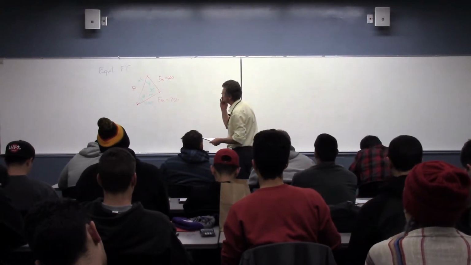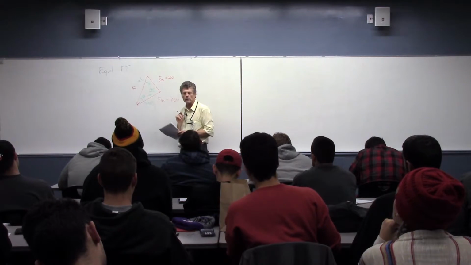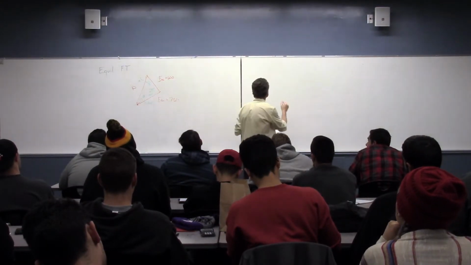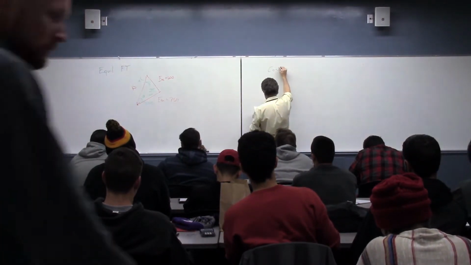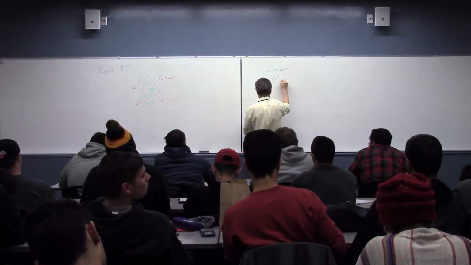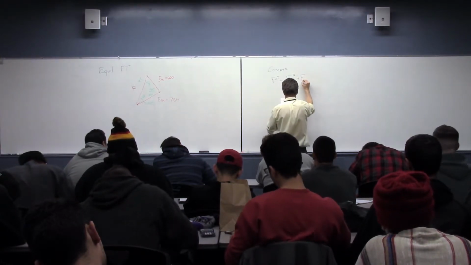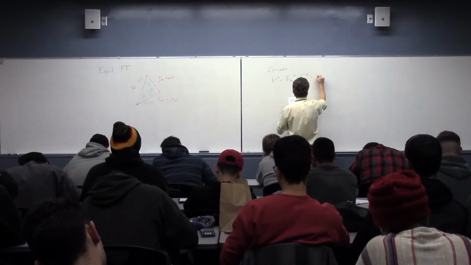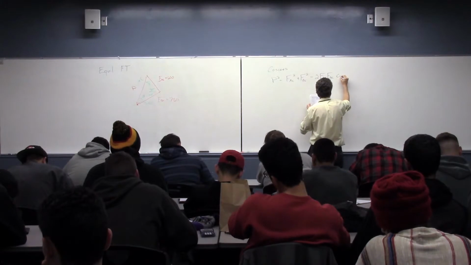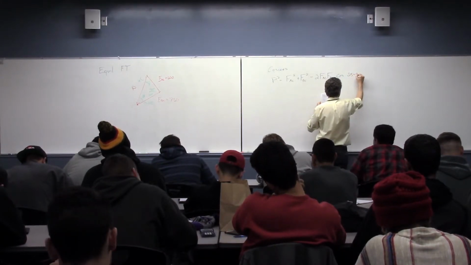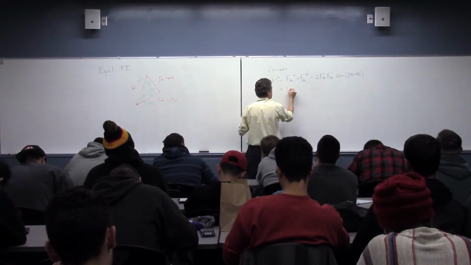OK, so the nice thing is, note that my unknown magnitude is here. My known angle is directly across from it. So what equation should I use first? Cosines. And that's what my equation will look like. I go ahead and plug in the appropriate numbers.